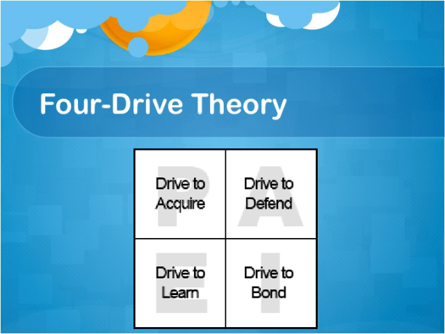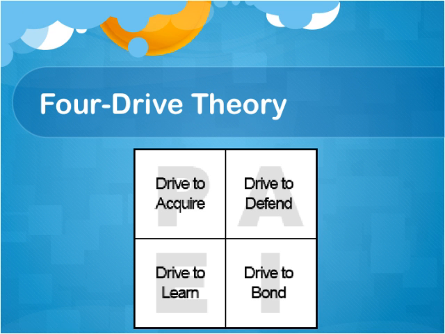Four-drive theory. This theory states that everyone has the drive to acquire, bond, learn, and defend. Drive to acquire: this is the drive to seek, take control, and retain objects and personal experiences. This drive extends beyond basic food and water, and it includes enhancing one's self-concept through relative status and recognition in society.